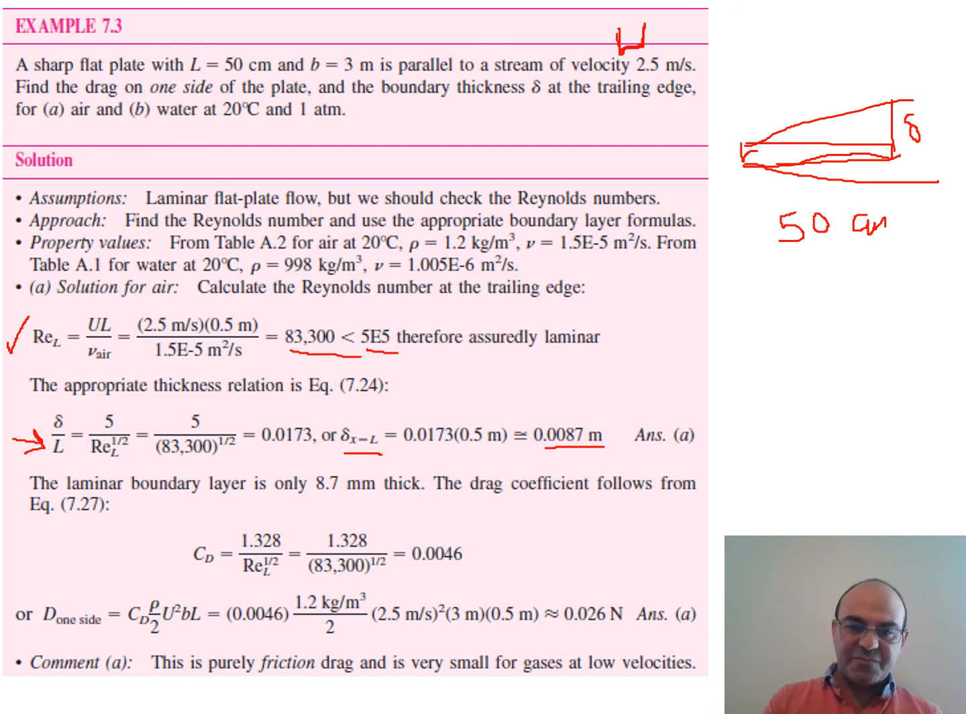So it's really thin. If you want to find the drag force for this entire plate, the drag coefficient is found based on the equation given in the previous slides. So that's the drag coefficient. Then, if we want to find the drag force D on one side, we need to multiply the drag coefficient by 1/2 of rho U squared times the area of the plate, BL. So it becomes this value, 0.026 Newton.